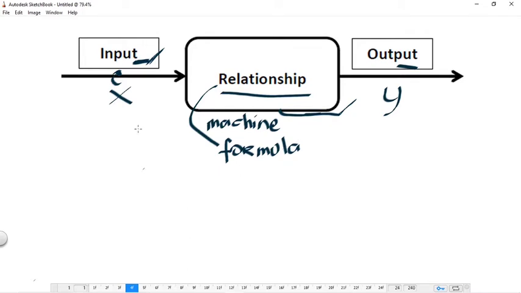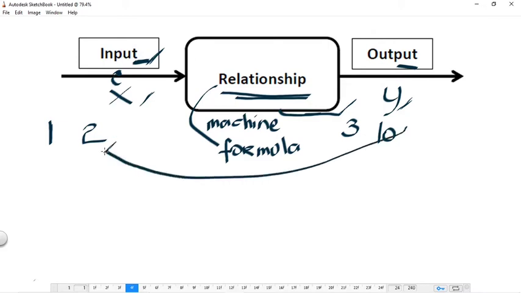For example, the value of x is 1. The machine will process it, leading to the value of y as, for example, 3. Then, we change the value for x. For instance, it is now 2. Then, the value of y is changed as well. For example, it becomes 10. For every value of x, if you are going to observe, there will be a corresponding value for y. So this setup explains what a function is.